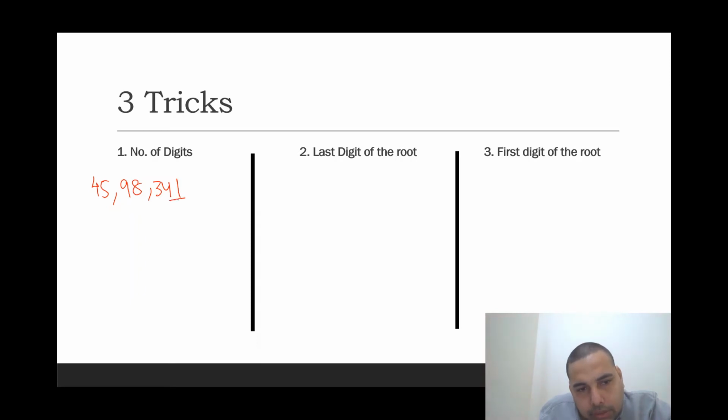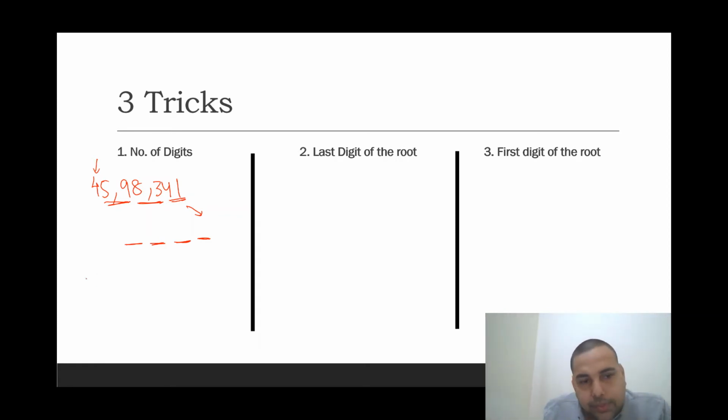For the last 2, I'll get my units digit. For another 2, I'll get my tens digit. Another 2, I'll get my hundreds digit. And for one more, I'll get my thousands digit. So it's very easy. You have to look in terms of groups.